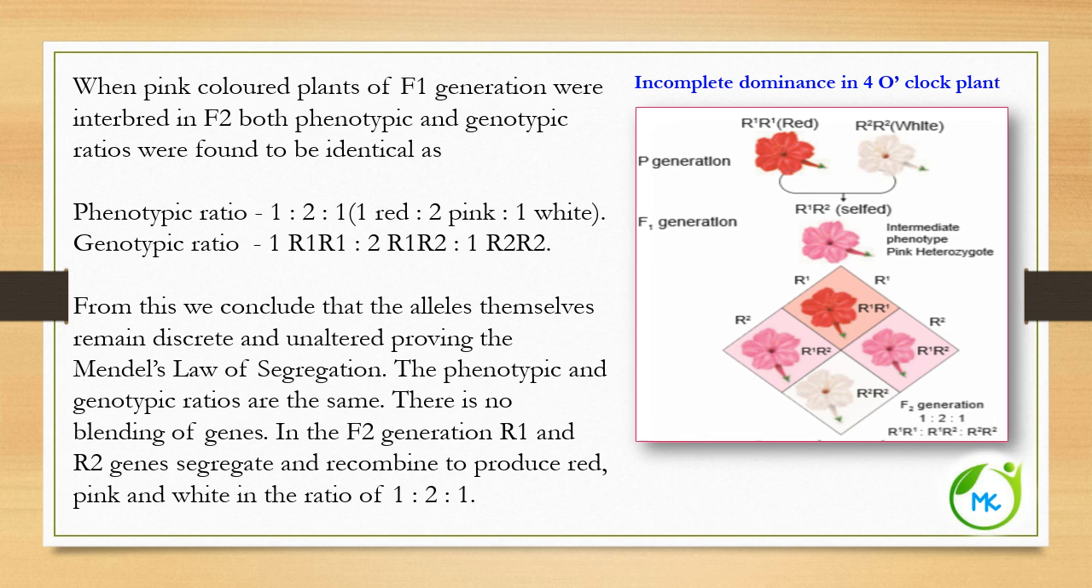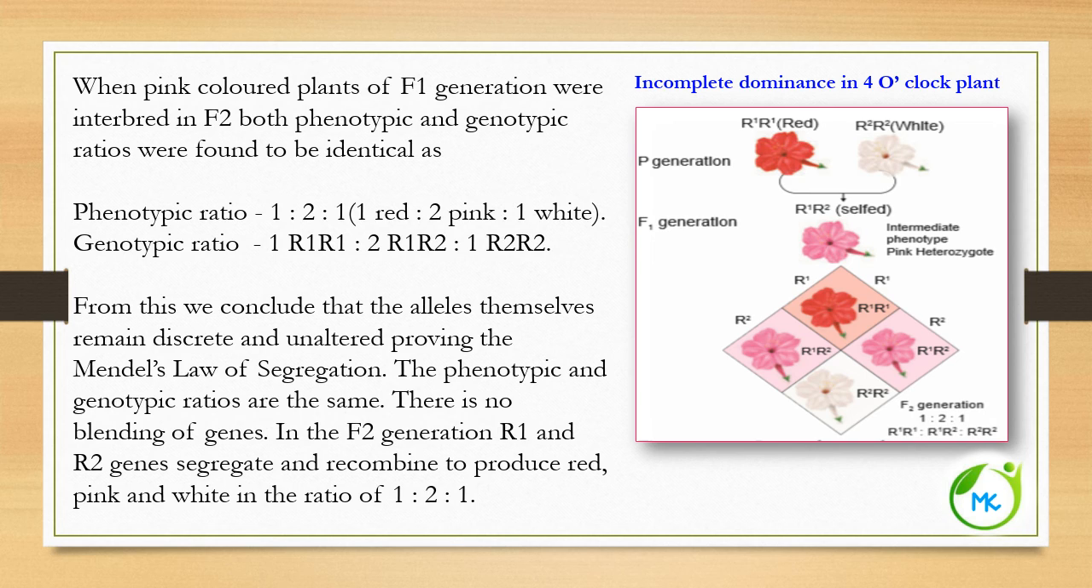But here, in the case of incomplete dominance, you could see both the phenotypic ratio and genotypic ratio are the same. Phenotypically you could see 1 red flower, 2 pink flowers and 1 white flower, so the phenotypic ratio is 1:2:1. In the case of the genotypic ratio, you could see 1 R1R1, 2 R1R2, and 1 R2R2. So both are the same. From this we conclude that the alleles themselves remain discrete and unaltered.